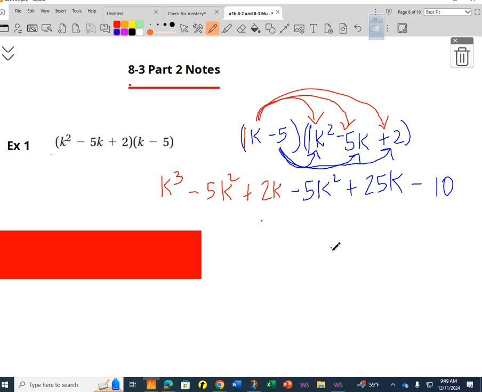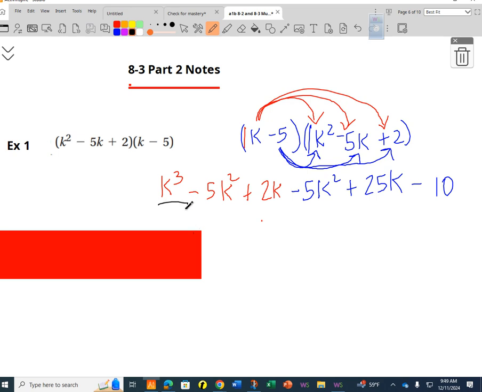Like yesterday, the first thing we do is we distribute. We've done that. We've distributed the first two terms here to all three terms and the other factor. Now we're going to combine like terms. I suggest you go through and mark everything that has the same variable with the same exponent.